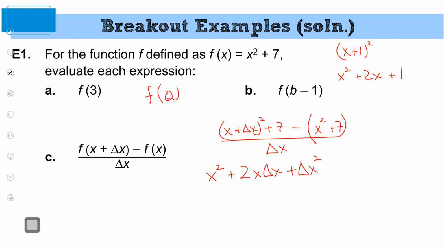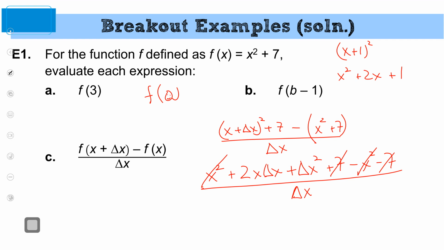Yes, you can have delta x squared. Plus 7. Distribute the minus sign, minus x squared, minus 7. And that's why the parentheses are so important, because it's going to allow us to cancel some stuff. Okay. So the 7 goes away, the x squareds go away, and if we've done it correctly, you'll notice that each of those terms have a delta x.